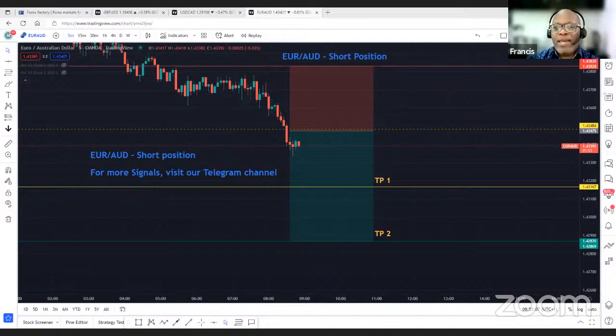Is there a pair you would like me to look at? Even though I personally am focusing on just these three pairs, if there are any pairs you want me to look at, I'll give you my bias, let me know.